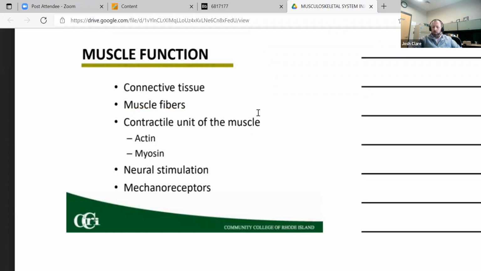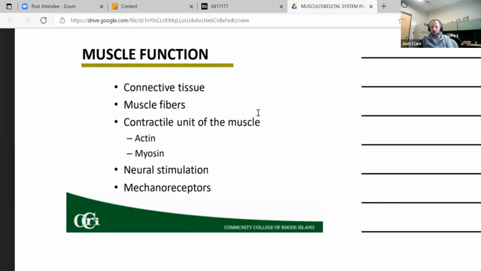So what is the function of the muscle? It's connective tissue. The muscle fibers are contractile. The functional unit of the muscle is a sarcomere, where actin filaments and myosin filaments slide apart and together when it's either elongating or contracting. High elastin fiber content and loose organization allow for that contraction and stretching as well.